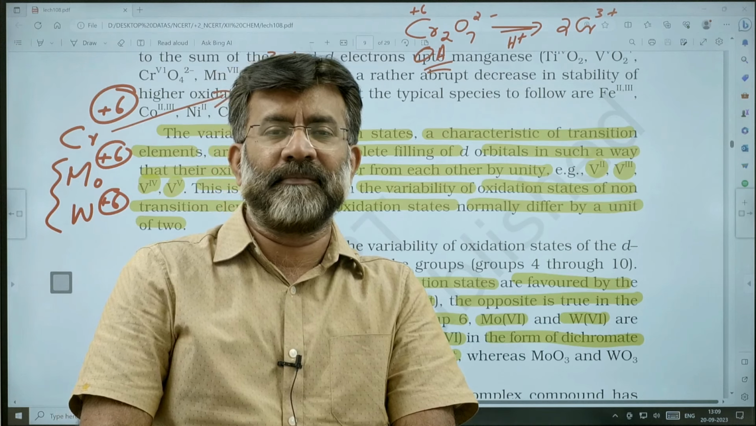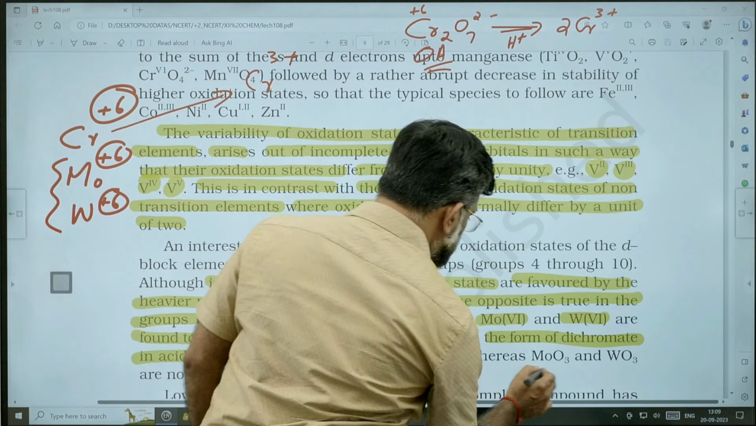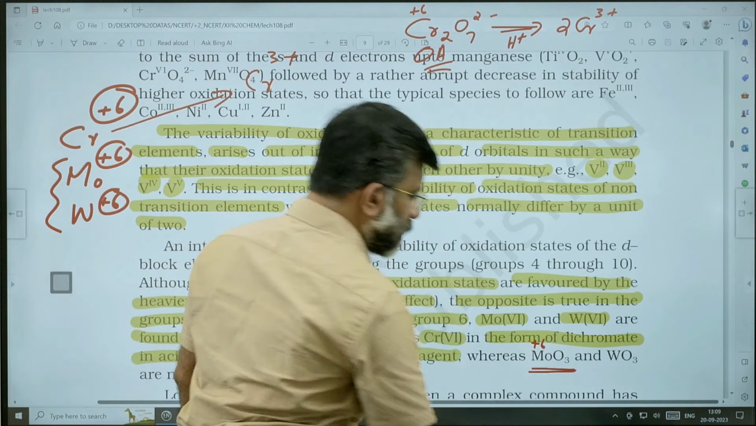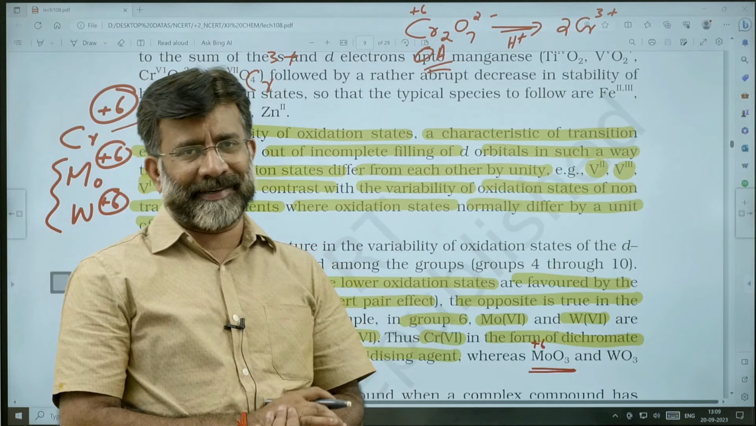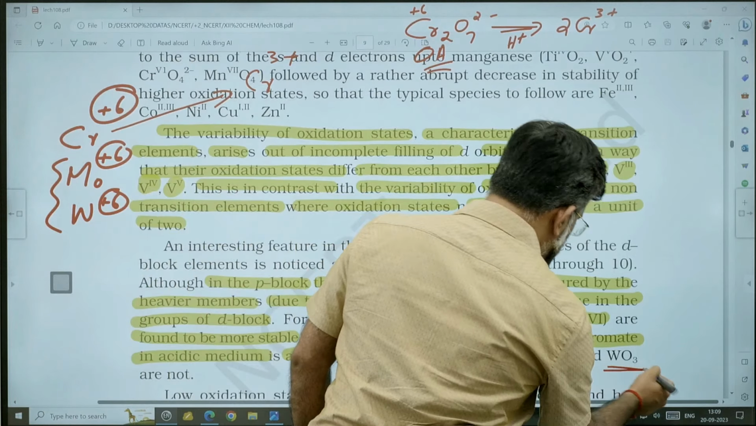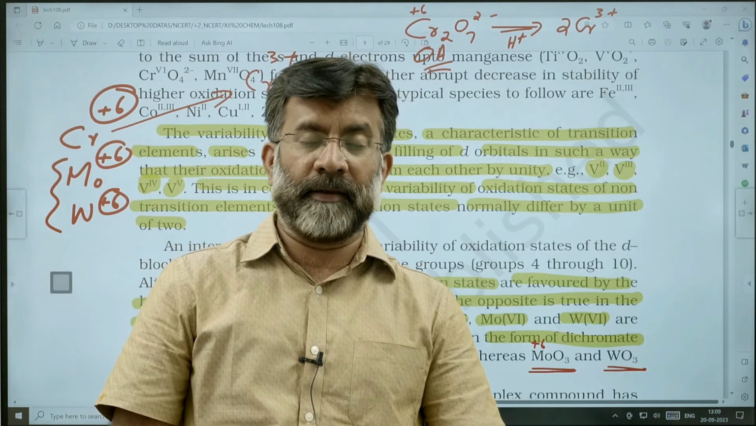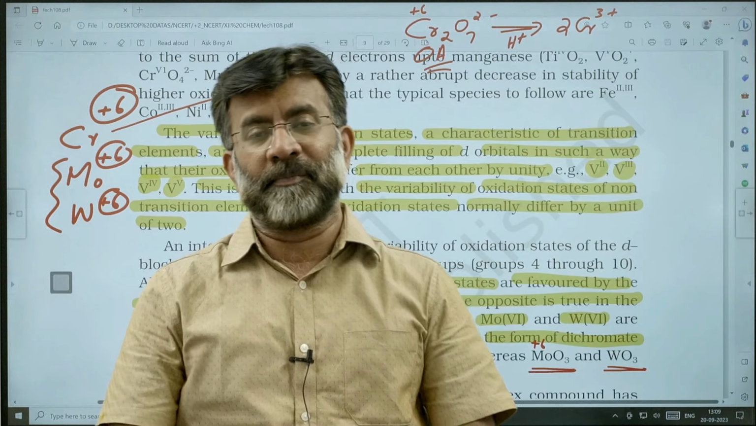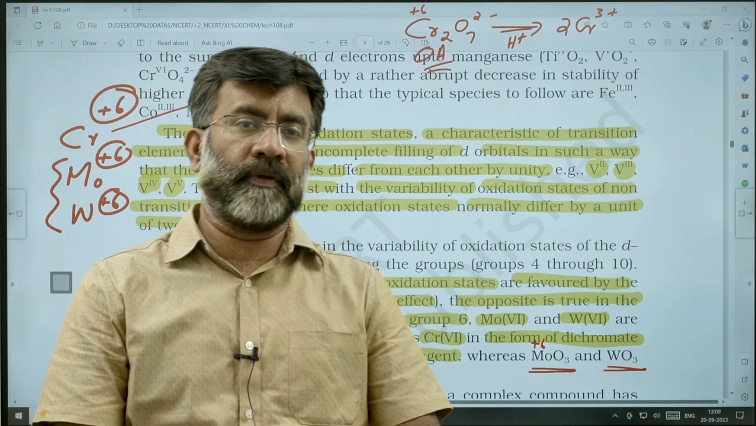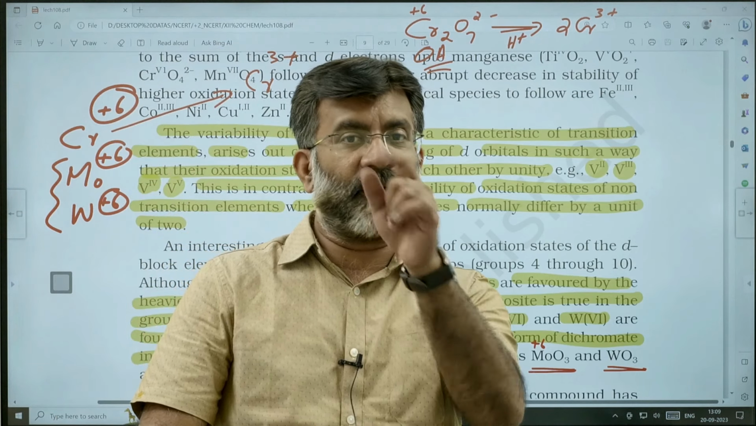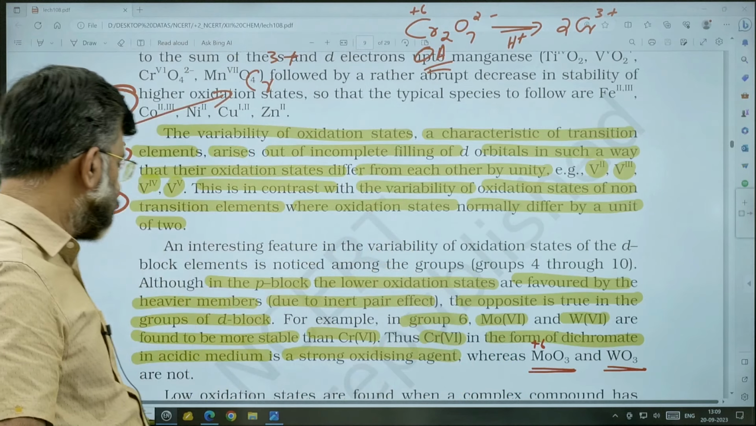While molybdenum +6 state is not a good oxidizing agent. MoO3, where molybdenum is in +6 state, is not a good oxidizing agent. It doesn't want to go to +3 state. Tungsten oxide, WO3, is not a good oxidizing agent. Why? Because it doesn't want to go to +3 state, because +6 state is found to be stable for heavy members. That is a contradictory observation from p block elements. A very important point.